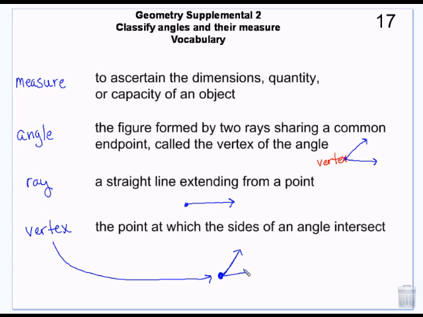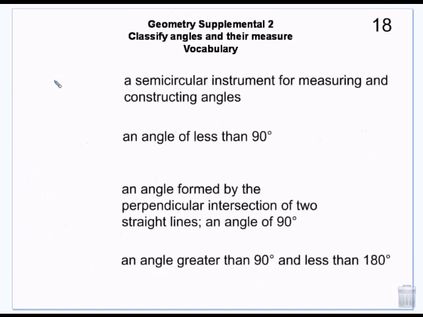Angles are made of rays, so even though we draw an angle maybe small, this goes on forever like that, and then forever like that. A semicircular instrument for measuring and constructing angles is a protractor.